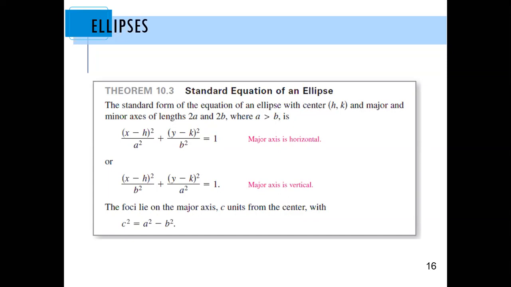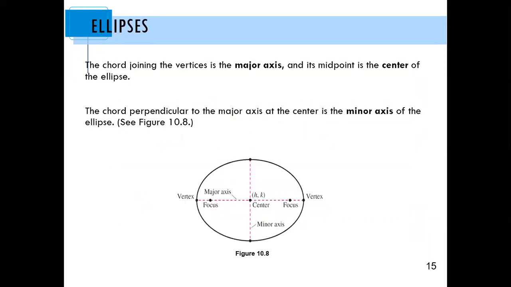And again, 2A is the total length between the vertices on the major axis. And 2B is the total length across the chord through the center on the minor axis, between two points on the ellipse. So going back to this picture, this distance right here is what we call A, and this distance right here is what we would call B. Therefore, what would be the distance all the way up and down?